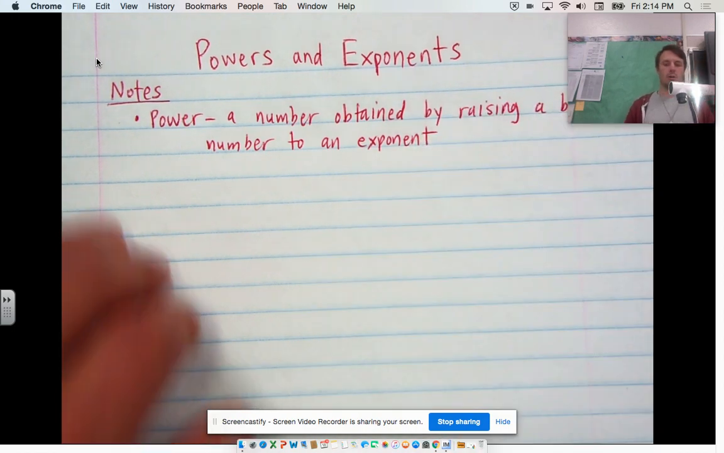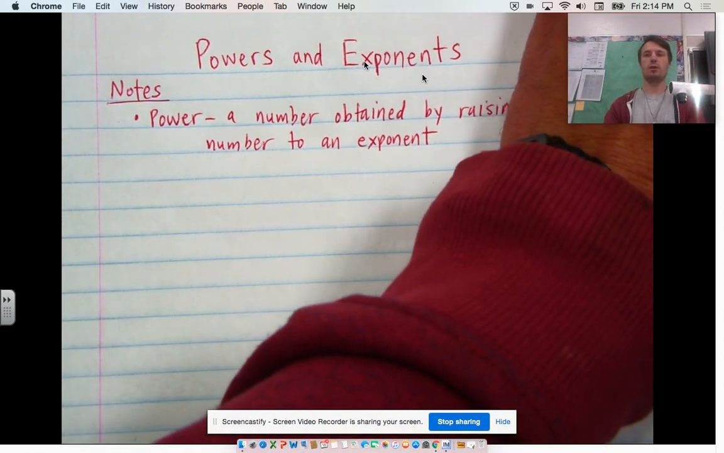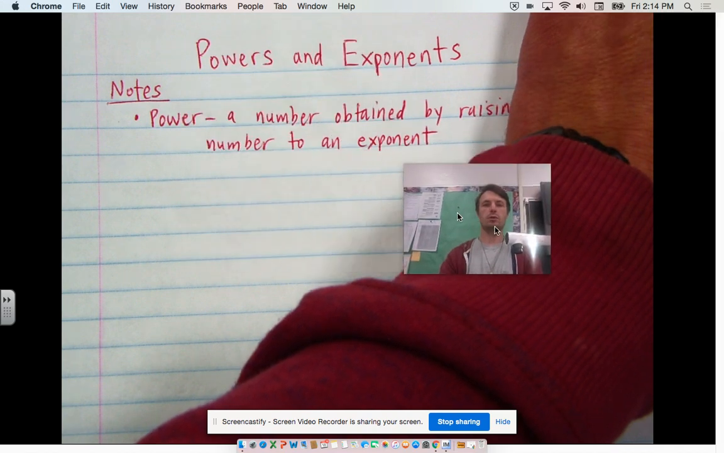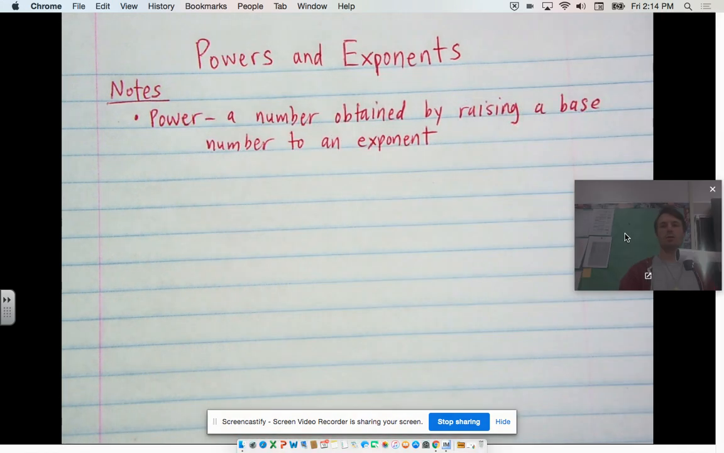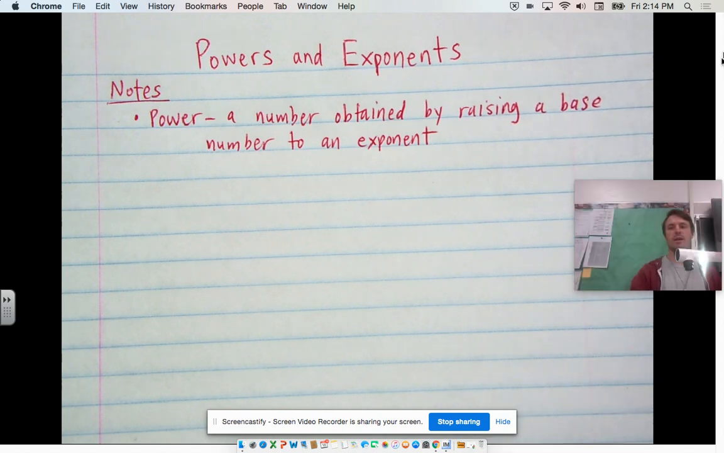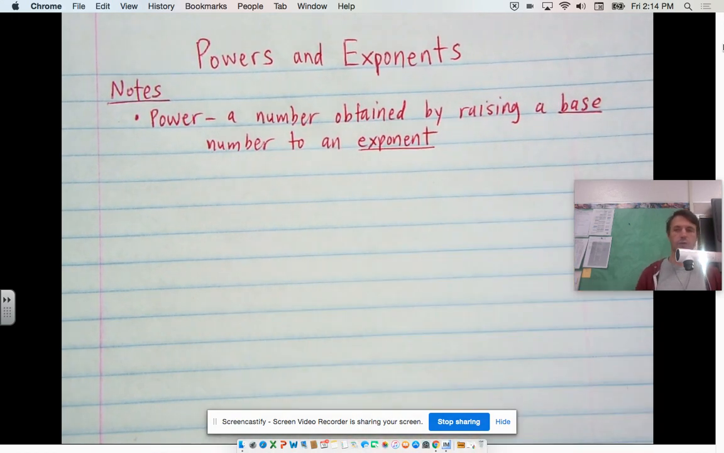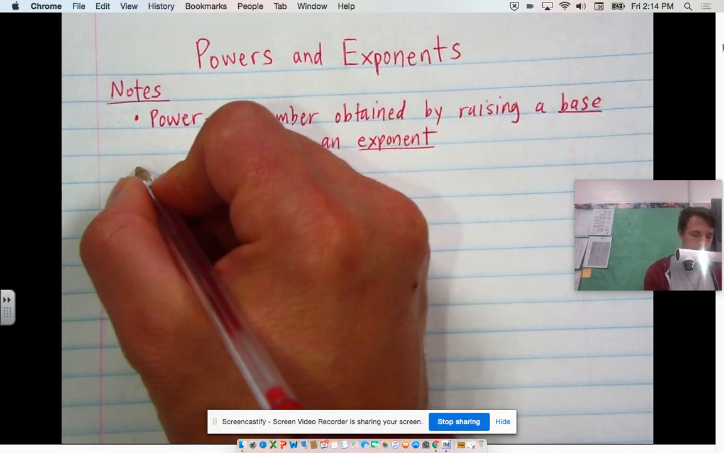Okay, a power is obtained by raising a base number to an exponent. Now there's two more vocabulary words in that definition: the word base and the word exponent, and those are our next two vocab words.